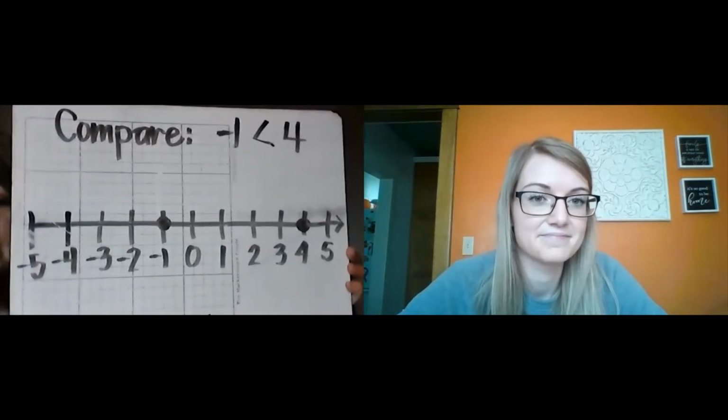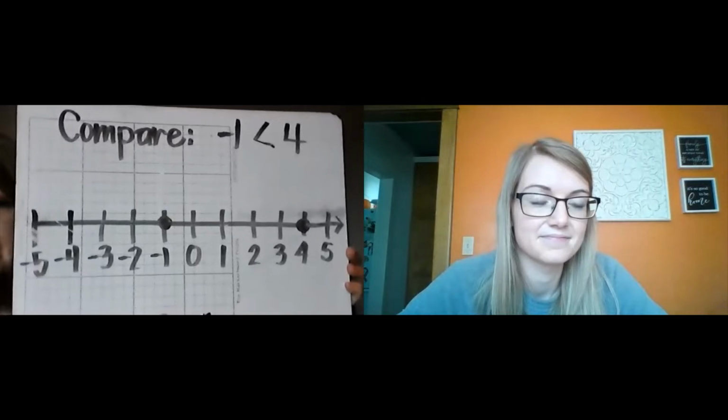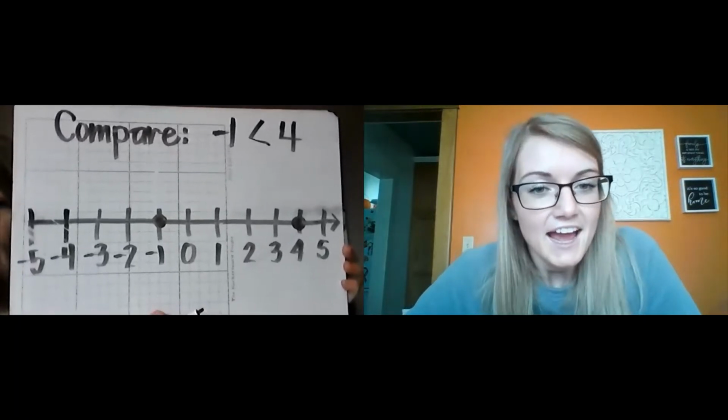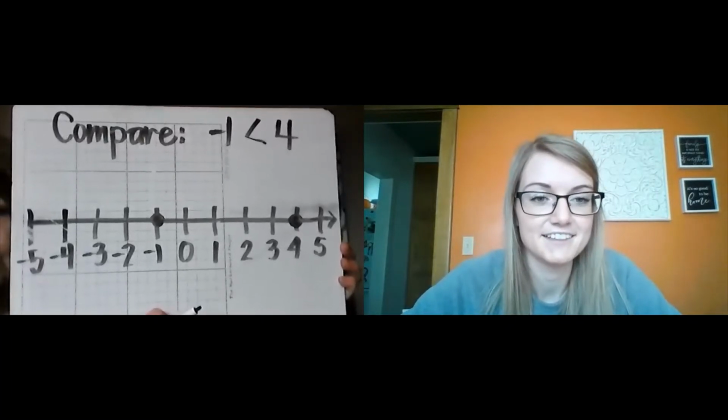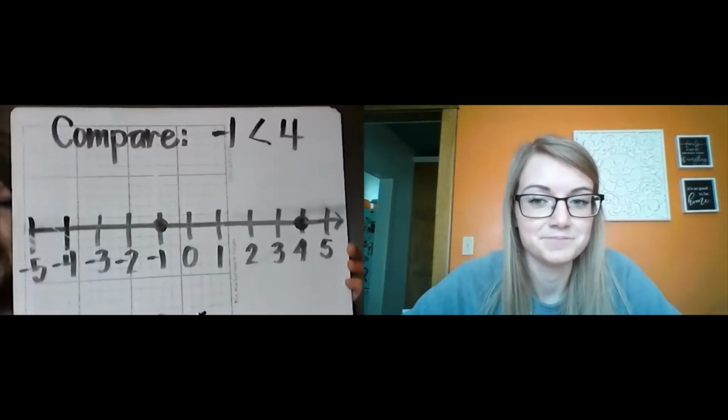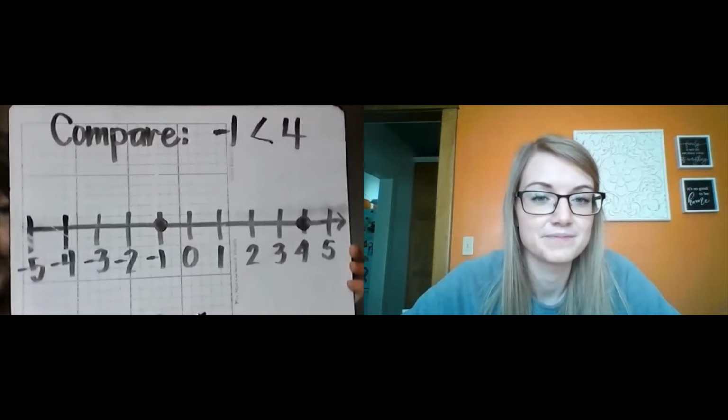The 4 is the bigger number because why? Mrs. Zimmerman, why is 4 bigger? It is the farthest one to the right. That's right, the farthest one to the right. I always go for the bigger amount. It's just easier for me.